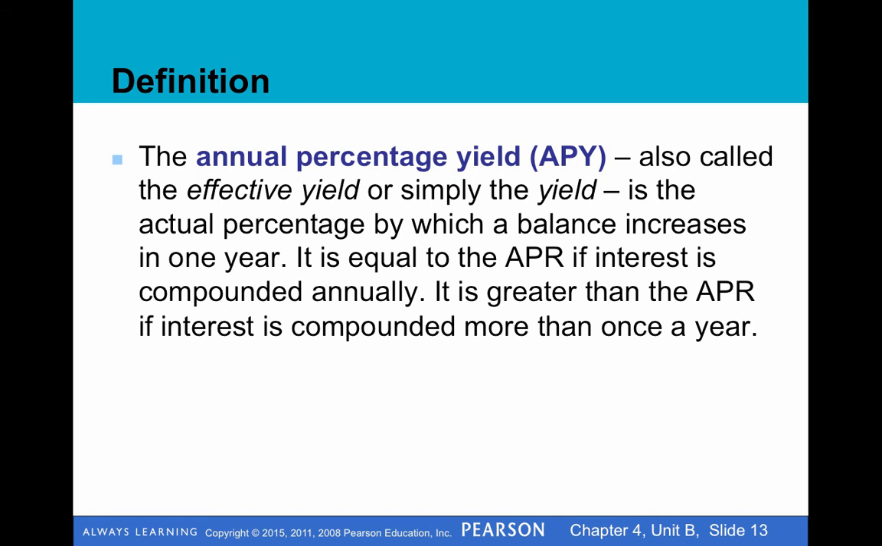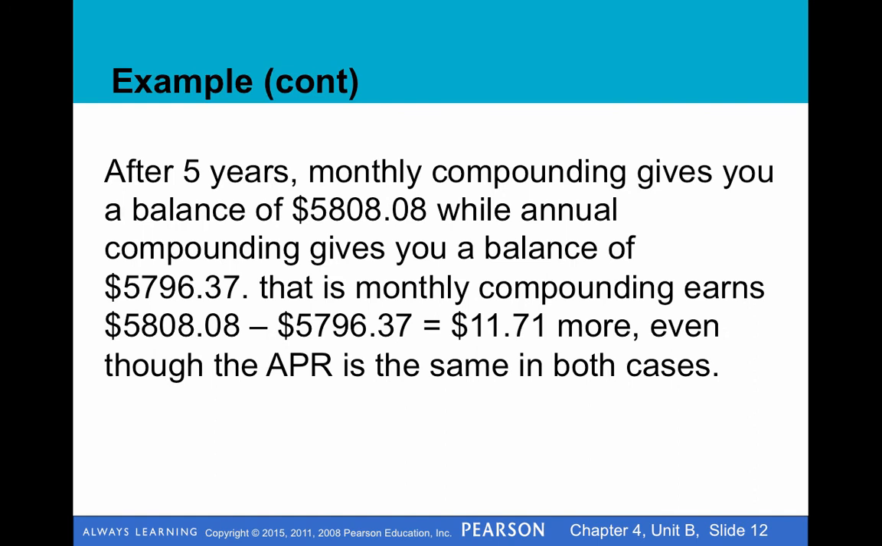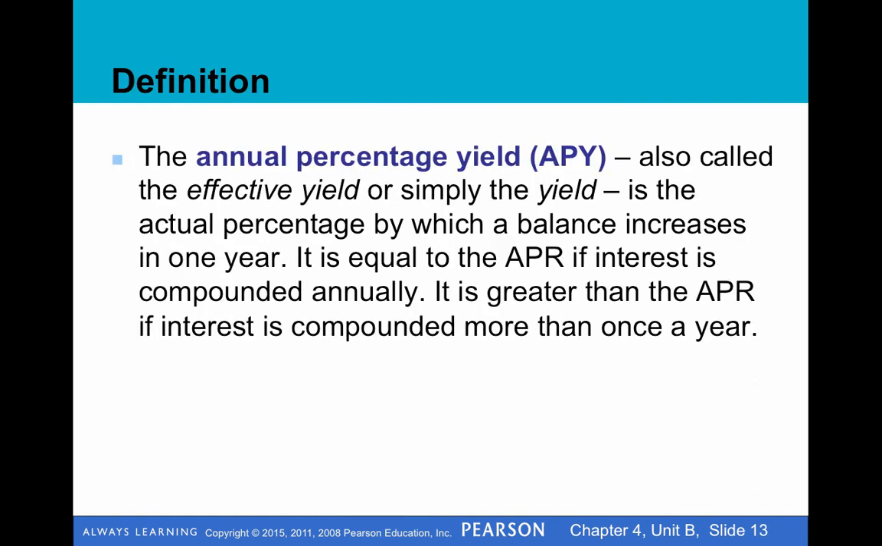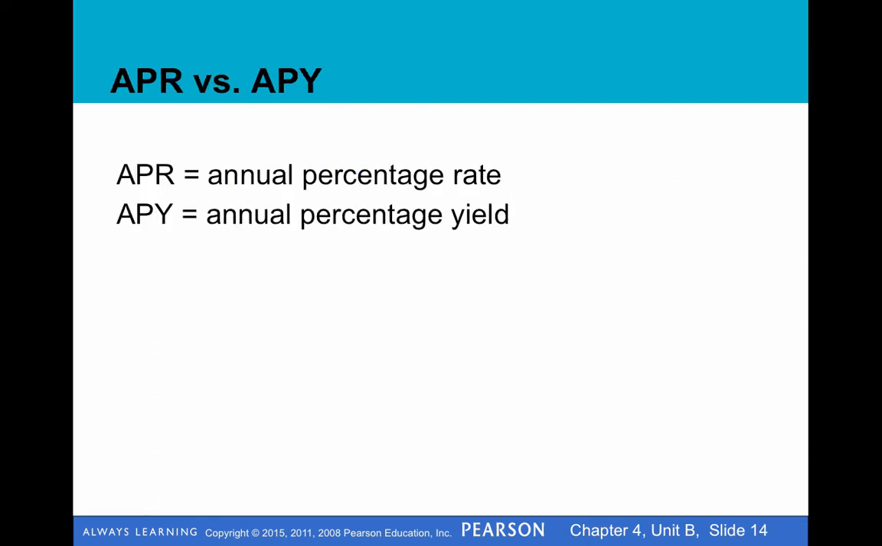All right, second to last thing is the annual percentage yield, also called the effective yield or simply the yield. It is the annual percentage by which a balance increases in 1 year. It is equal to the APR if the interest is compounded annually, once a year. But if we compound more than once a year, we notice the difference in interest here. So it is greater than the APR if interest is compounded more than once a year.